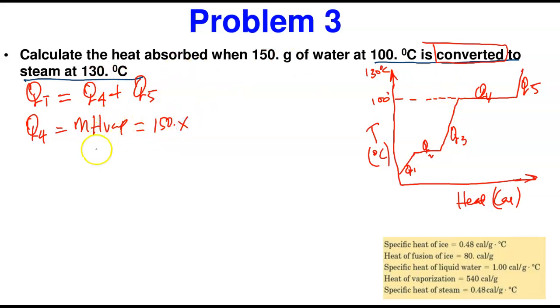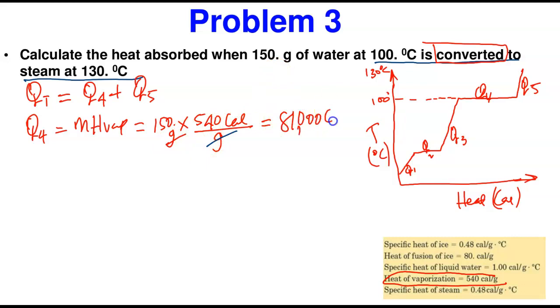We're going to multiply. What's the heat of vaporization of water? It's 540 calories. Let me make sure that is clear enough. It's 540 calories per gram. And when you multiply everything together, remember this is grams, I didn't even put it, this is grams. That will give you 81,000 calories.